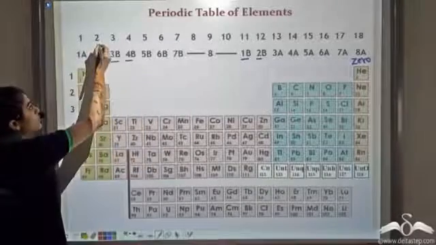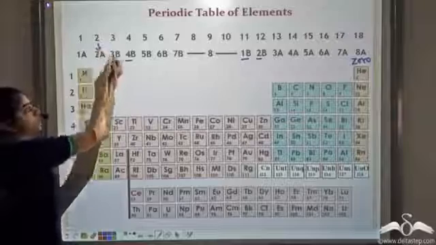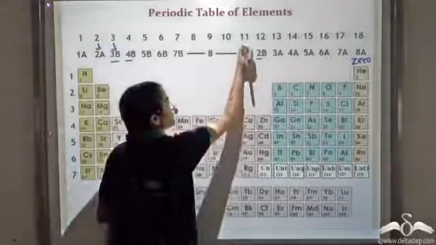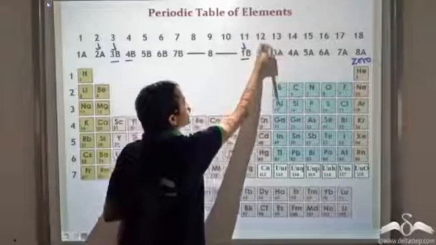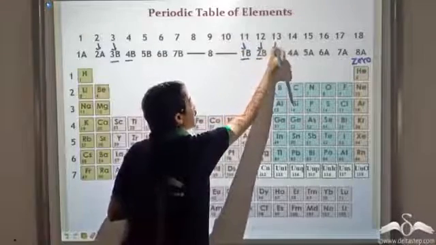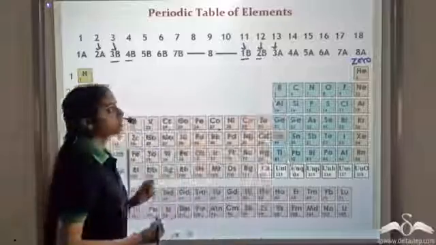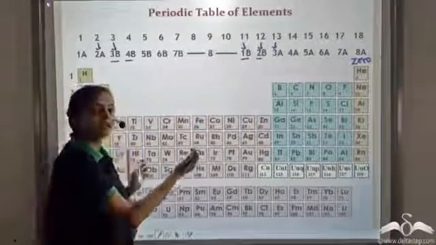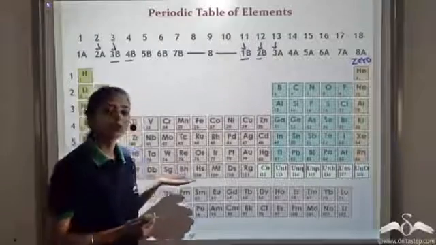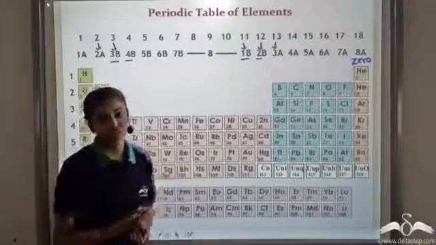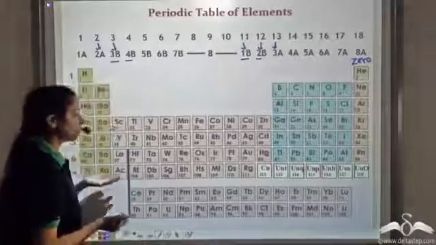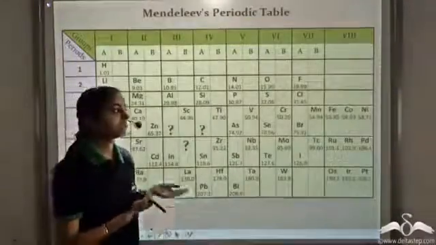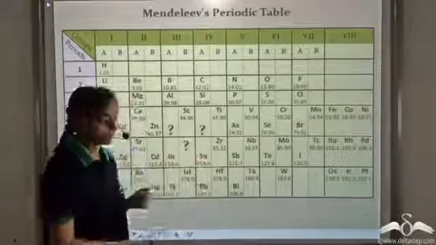Also, if you see, 2A lies below 2, 3B lies below 3. Similarly, 1B lies below 11, 2B below 12, 3A below 13, and so on. So this is a very systematic arrangement of elements. By arranging the elements in this manner, Henry Moseley was able to give a very well-organized periodic table. So the modern periodic table is an extension of Mendeleev's periodic table. It rectifies all the problems that were present in his table.